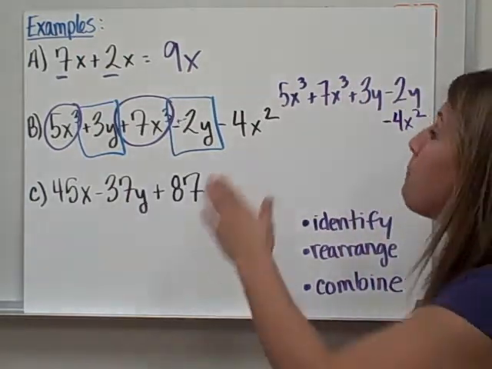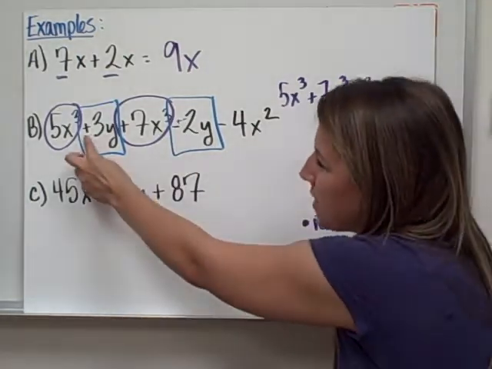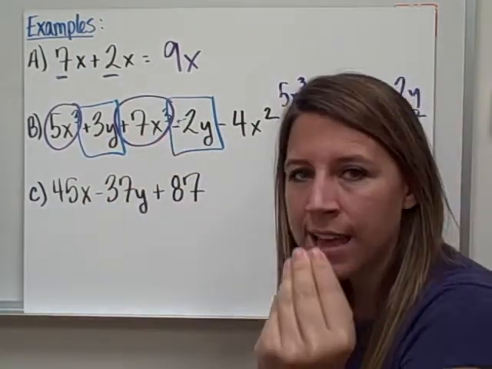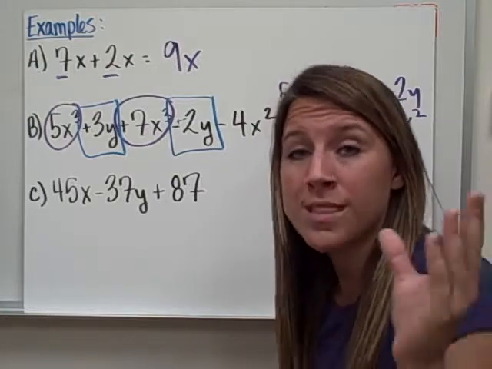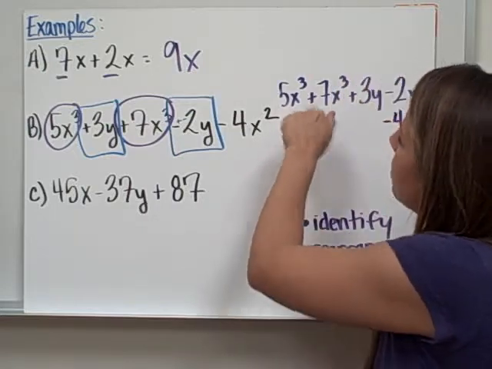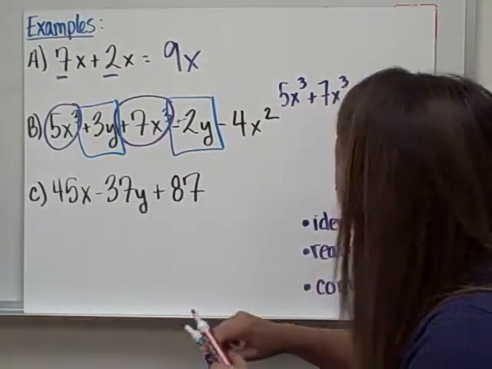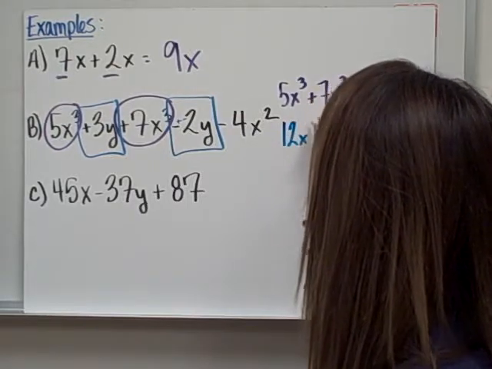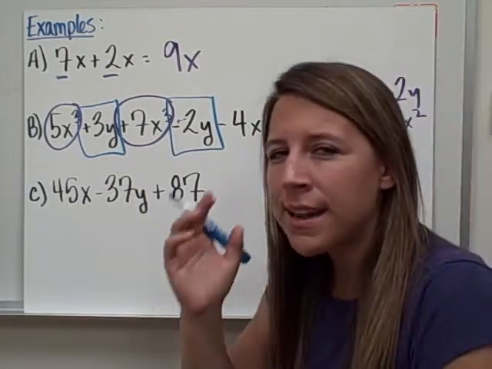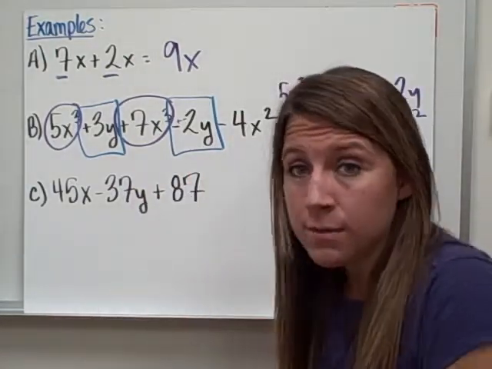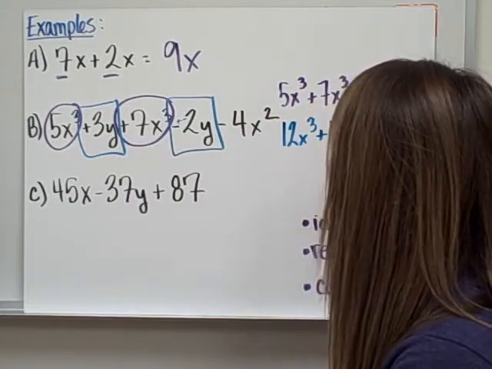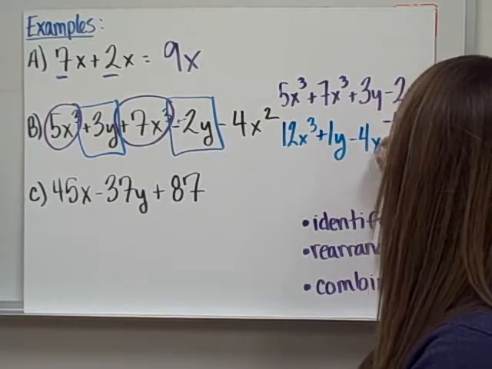Now the last step, once you have it rearranged, making sure the signs are staying with the terms, you go ahead and simplify, combine the like terms. And we do that by adding or subtracting the coefficients based on the sign. So 5x to the third plus 7x to the third is 12x to the third plus 3y minus 2y. 3y minus 2y is 1y. It's a positive 1y. So I can say plus 1y minus 4x squared.